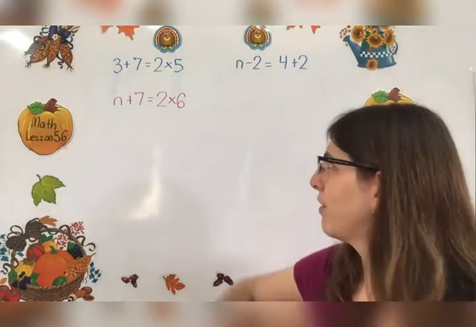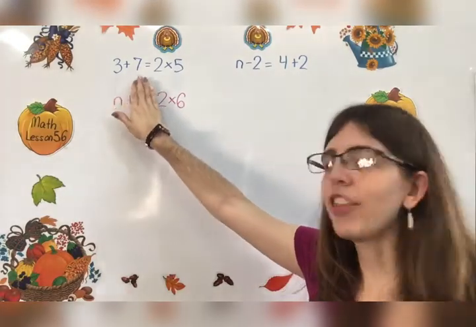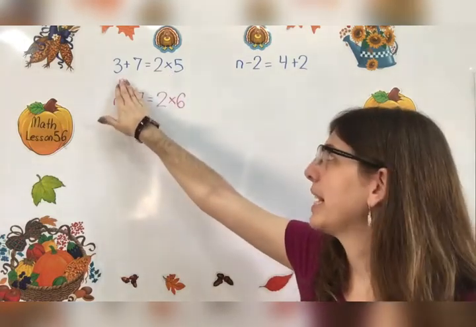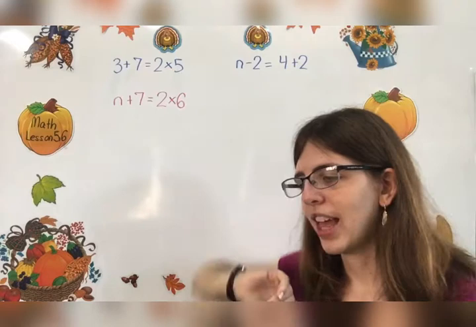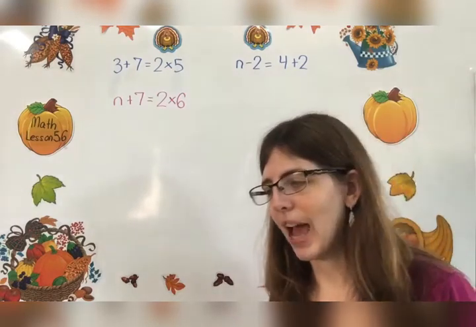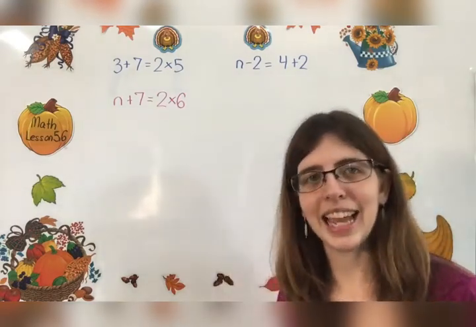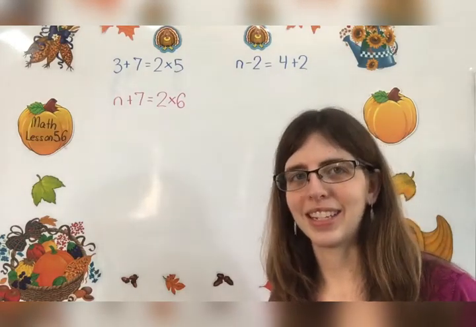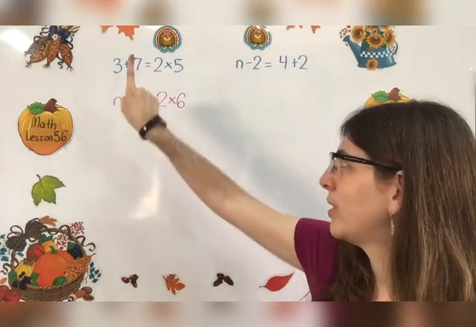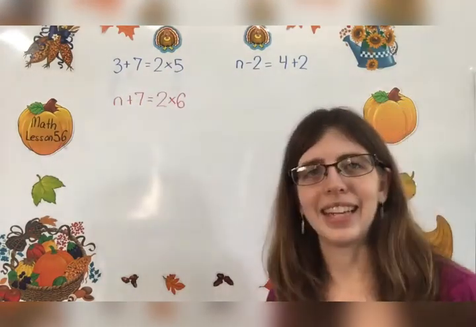When you have something like this, we call this an equation. 3 + 7 = 2 × 5. An equation is a mathematical sentence that contains an equals sign. So it's a mathematical sentence with an equal sign. It shows two equal sides.